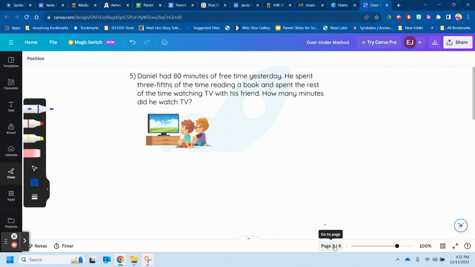So Daniel had 80 minutes of free time yesterday. He spent 3/5 of his time reading a book and the rest of the time watching TV. So he spent 2/5 of his time watching TV. So you could solve it either way. Figure out 3/5 of 80 and then subtract that from 80 and get the remainder. I think we'll go ahead and do it that way. Or find out what 2/5 of 80 is. Either way is fine. So 3/5 of 80.